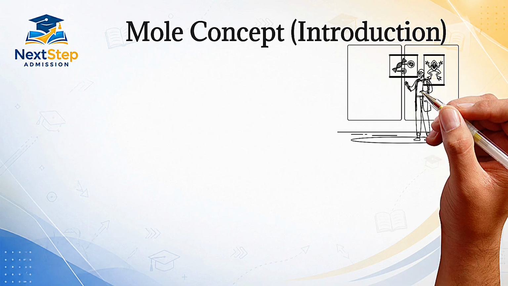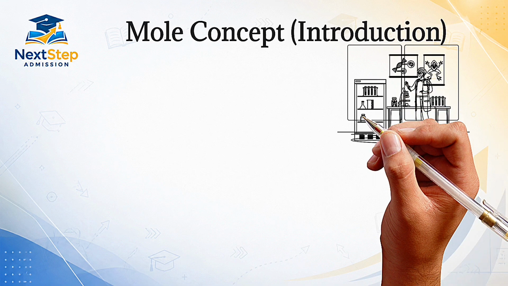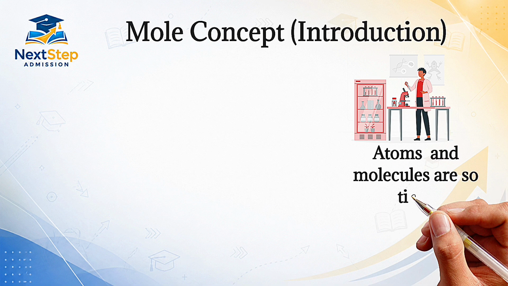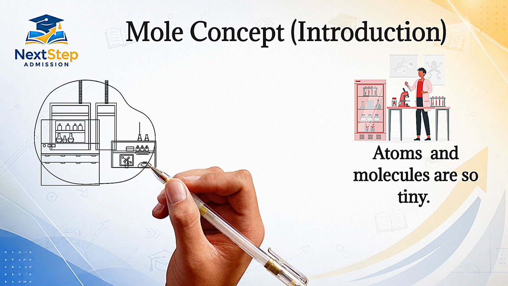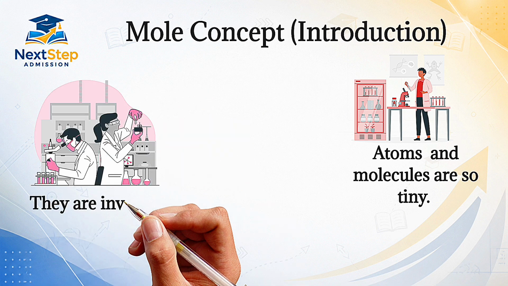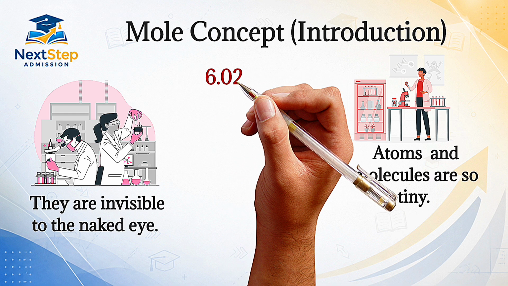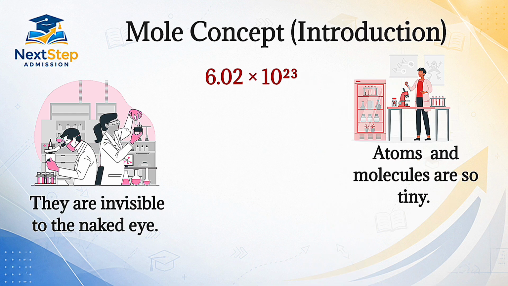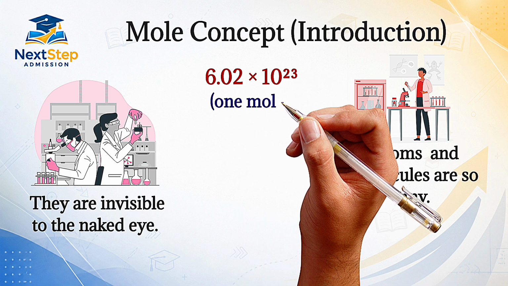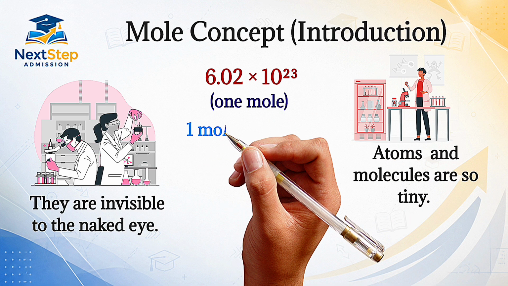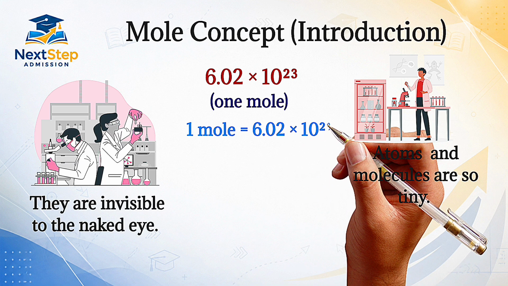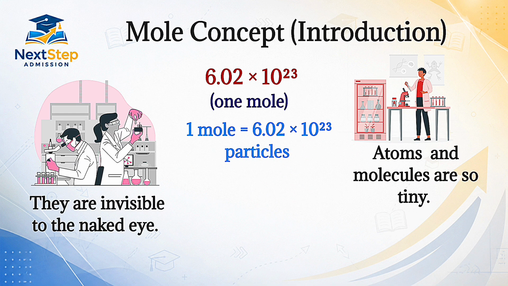Now, what if I told you that chemists needed their own special counting unit? Because atoms and molecules are so tiny, so incredibly small, that even if you counted millions of them, they would still be invisible to the naked eye. So scientists agreed on a number. A specific, fixed number that represents one unit of any substance. That number is 6.02 times 10 to the power of 23, and they called this number 1 mole. Say it with me. 1 mole equals 6.02 times 10 to the power of 23 particles.